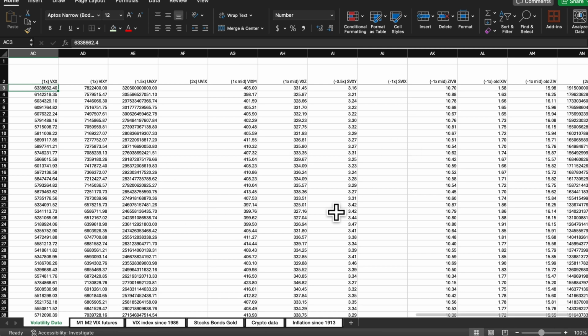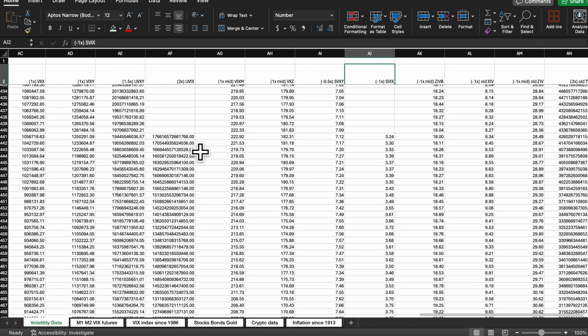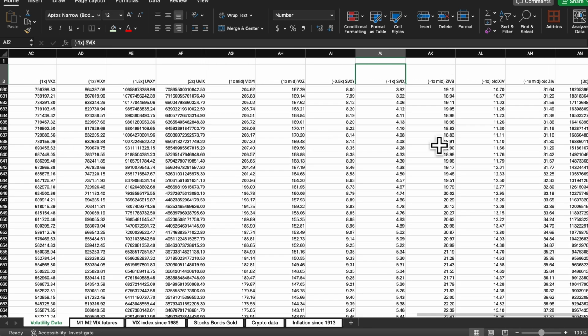And that's the same for all of these. Now the UVIX and the SVIX, these are very new ETFs, and because they are trading based on different underlying indexes, that data doesn't go back quite as far, but it still does go to 2005. So you're going to have all of the volatility ETFs going back as far as you can so that you can run any tests that you need.